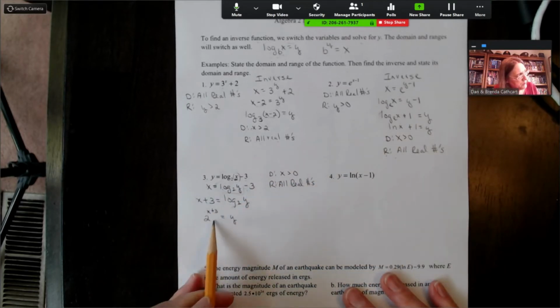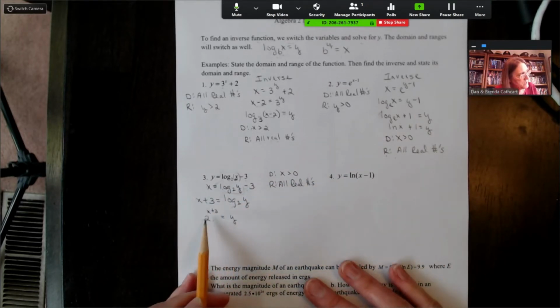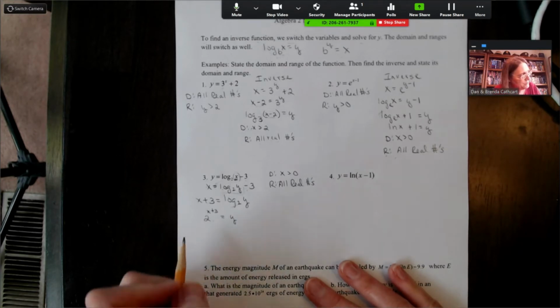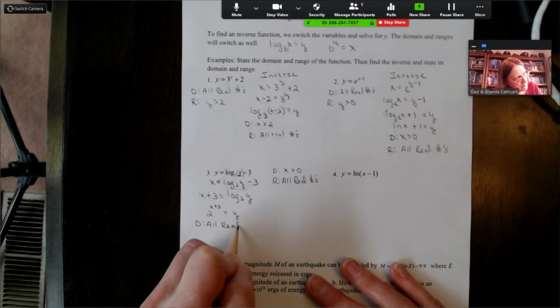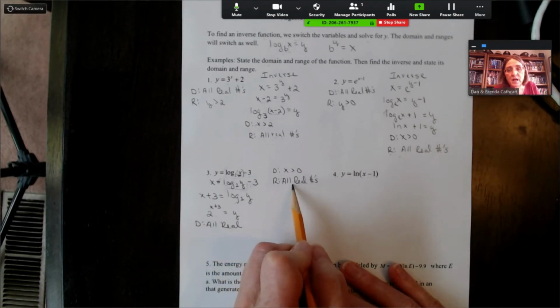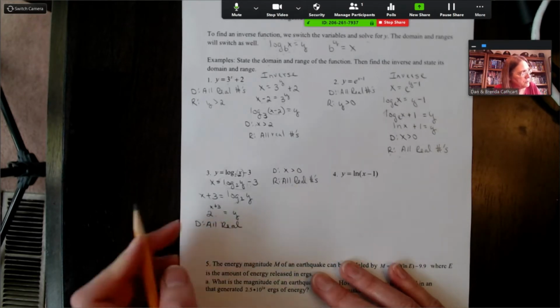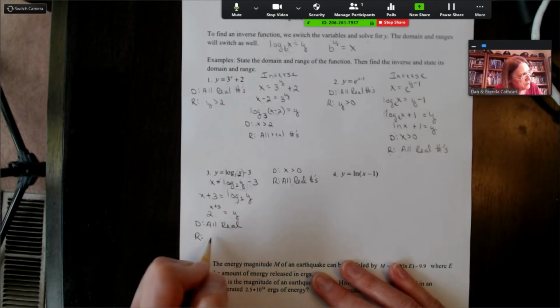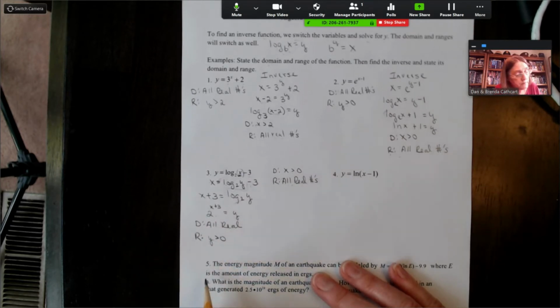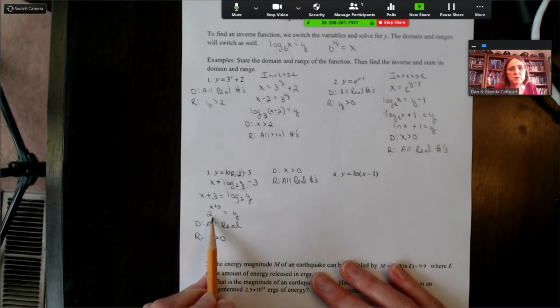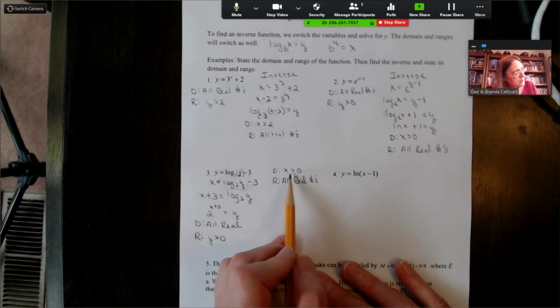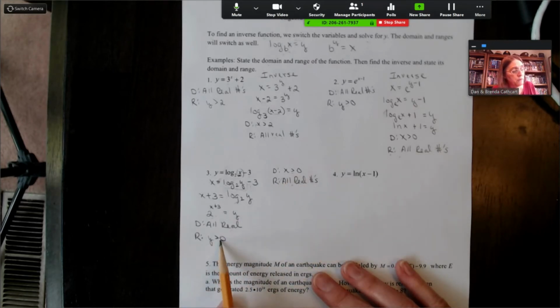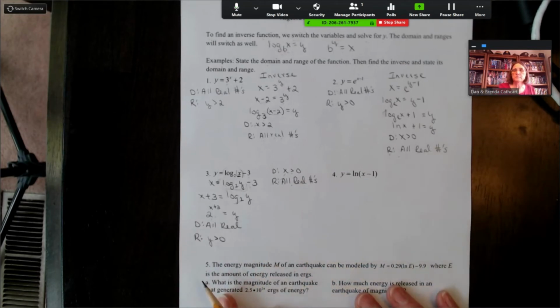Okay, so now our domain and range for our inverse. It's an exponential function. I know the domain is all real numbers, which is the same as the range of our log function. And our range this time is y greater than 0. Our horizontal asymptote for this exponential function is y equals 0, so our range is y greater than 0. And it's the equivalent to our domain of our log function.